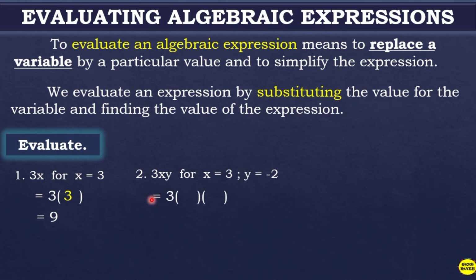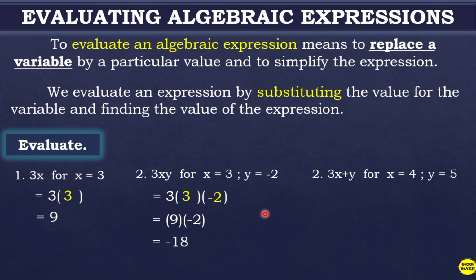So, copy your given, and then replace natin si x, replace natin si y. So, your x, ang given is 3. Your y is negative 2. So, itatimes natin to. 3 times 3, 9. Okay? And then negative 2. So, ito pala yung tinimes natin ha. 3 times 3, 9. And then negative 2. So, 9 times negative 2, that is negative 18.